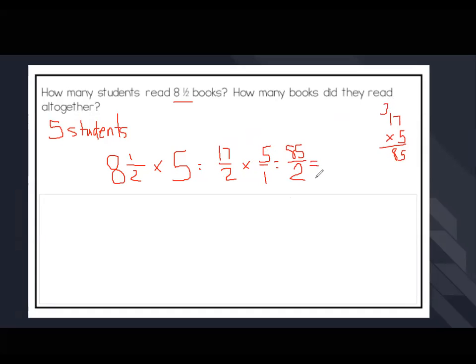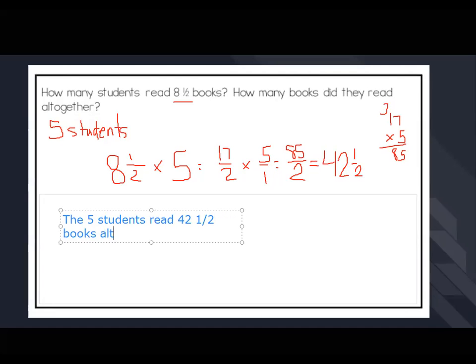And now we need to figure out how many groups of 2 we can make in 85. Well, I know that 2 will divide into 85 42 times. And there will be one left over. So total, the 5 students read 42.5 books all together.